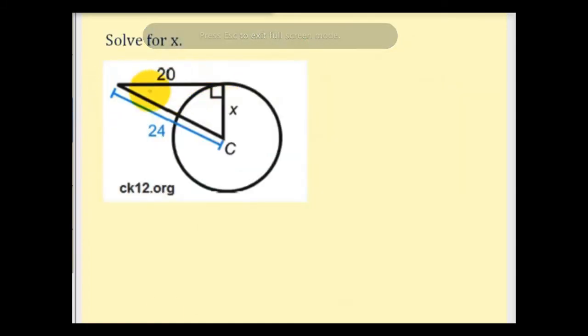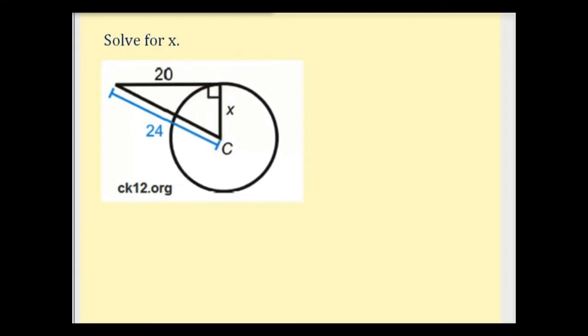Here we're given a tangent segment and the radius of the circle drawn to that point of tangency, which we know forms a right angle. So now that we know we have a right triangle here, we can use the Pythagorean theorem to determine the value of x. The Pythagorean theorem states that the sum of the squares of the legs of a right triangle equals the square of the hypotenuse. So this side is the hypotenuse, therefore it has to be C, and we'll let this side be side A, and this side be B.